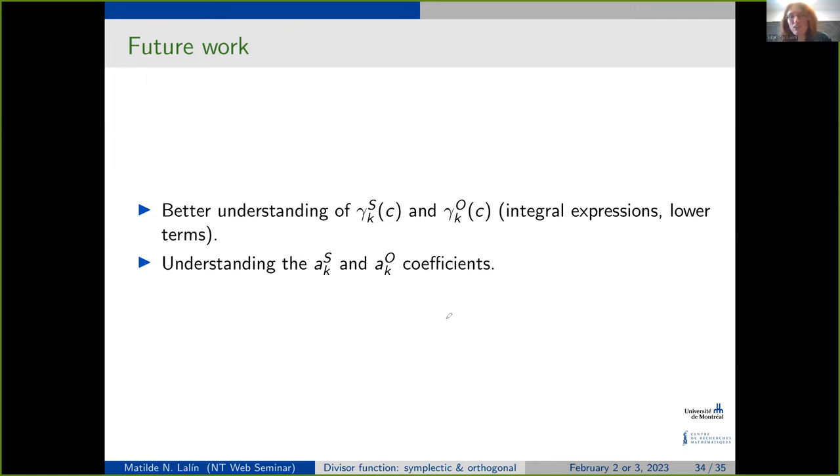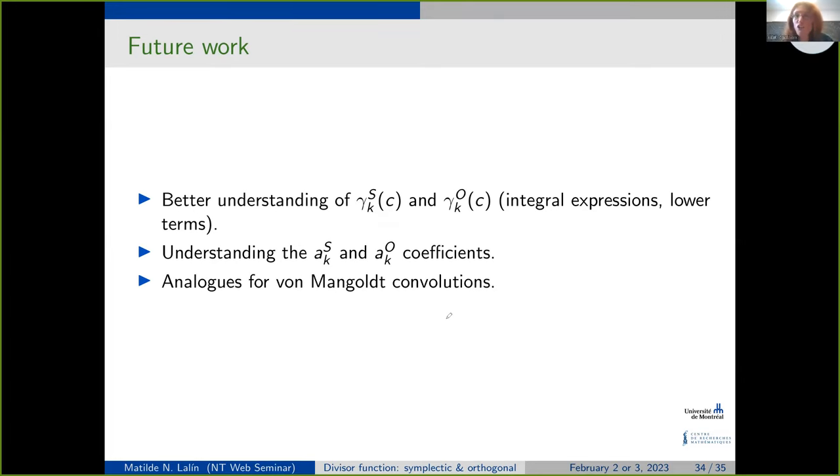Understanding the arithmetic coefficient, I really left under the rug here. There is some understanding that has to be done. We don't have a conjecture about what they should be. All of what I said, in principle, one should be able to extend to von Mangoldt convolutions. We've done some work on symplectic, but not on orthogonal, and also not on understanding everything in that case. So there is some work to be done there.